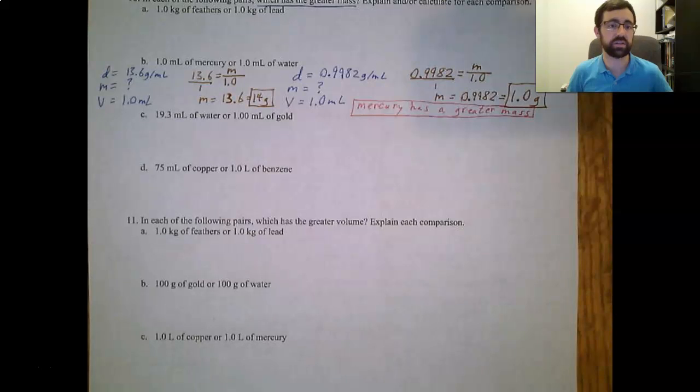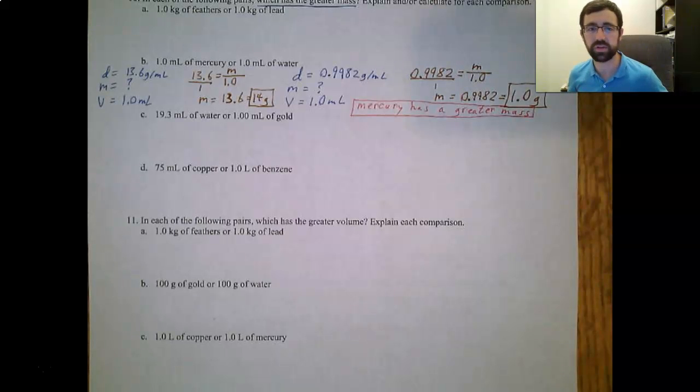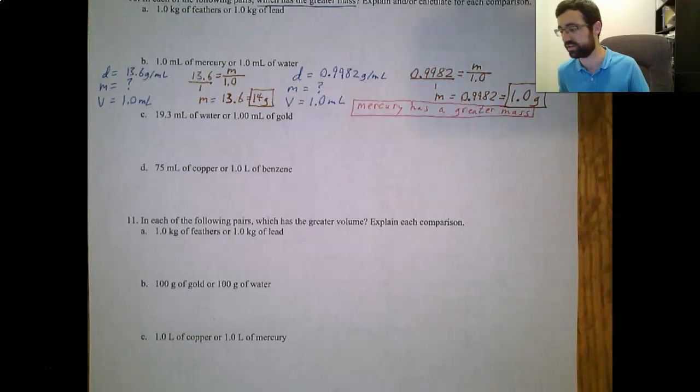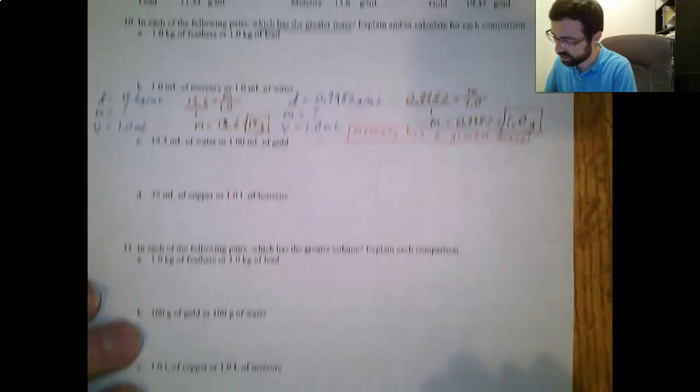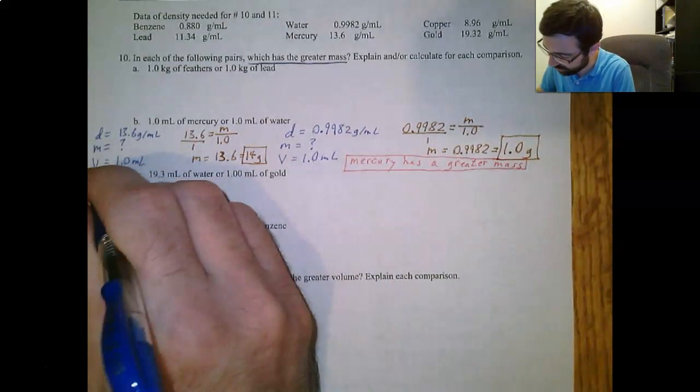19.3 milliliters of water or 1.00 milliliters of gold. Now this one, since our volumes are different, it's probably not going to work out as well for us to just explain it with words. I would go ahead and work this one out. So let's do it. It's quick math. Let's speed it up a little bit on this one.